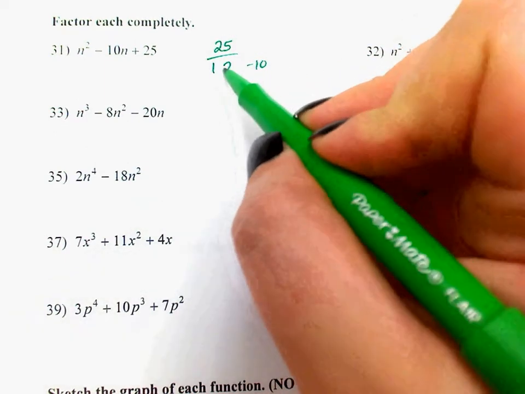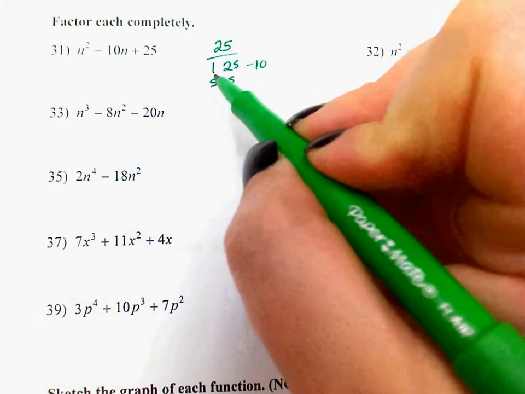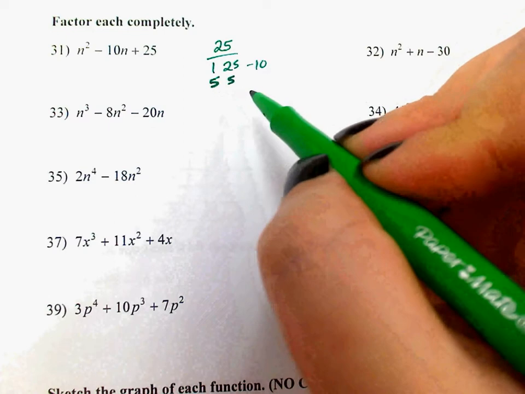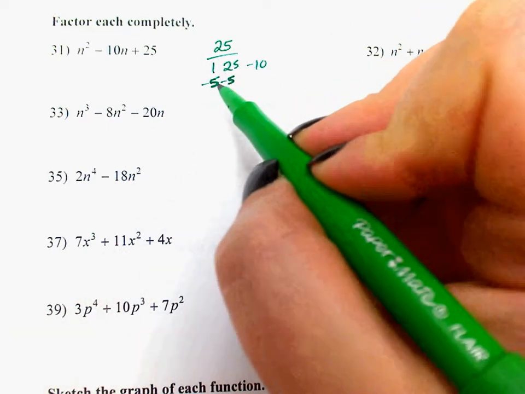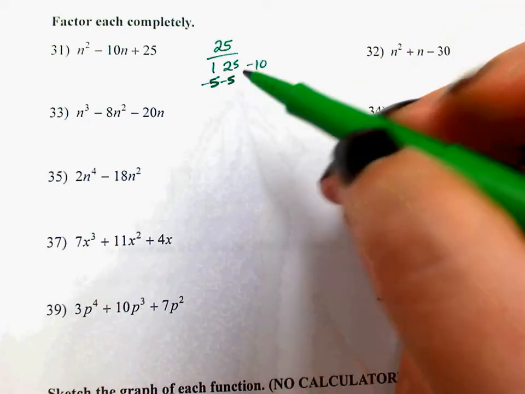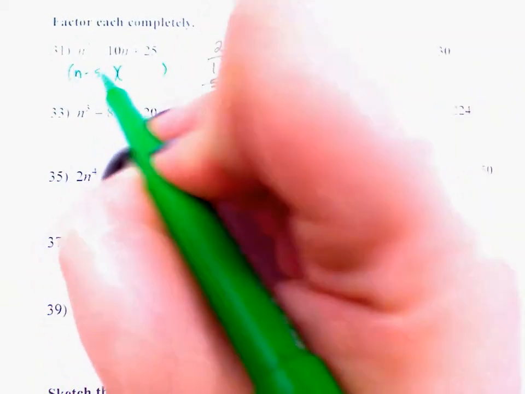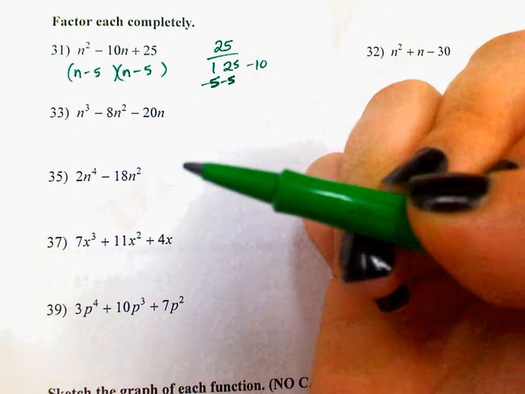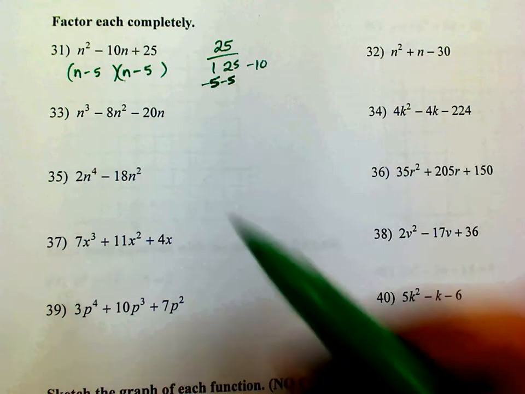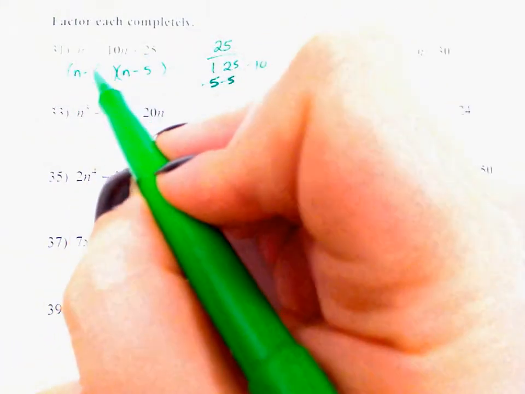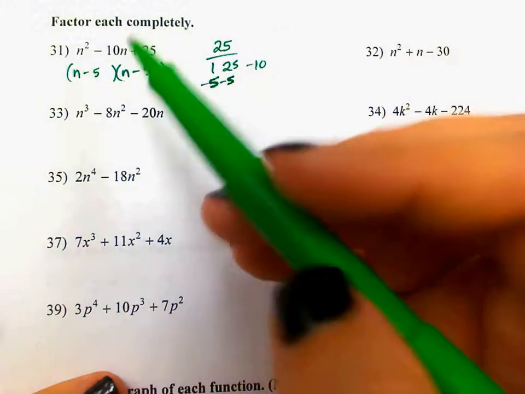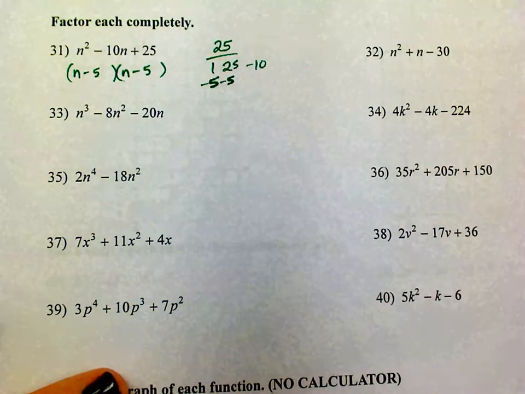So 1 and 25, 5 and 5. And if I think about 5 and 5, they add up to positive 10, but if they're both negative, they multiply to give me positive, but add to give me a negative, so it'll be n minus 5 and n minus 5. And that is my answer. If I were to distribute that back out, n squared minus 5n minus 5n is minus 10n, and then negative 5 times negative 5 is 25, so it works out.